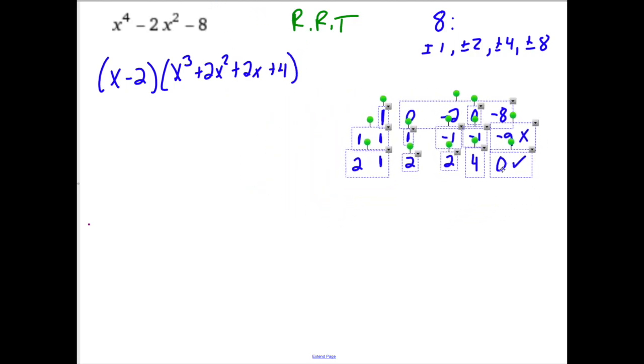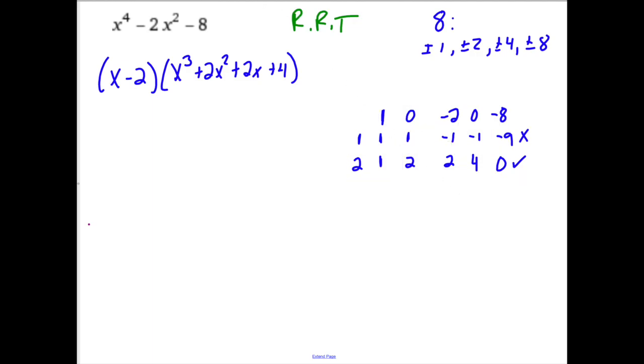Now I repeat the rational root theorem again. So now I look at factors of 4. So 4, that's plus or minus 1, plus or minus 2, and plus or minus 4. So I rewrite. I've got my 1, my 2, my 2, my 4. And I'm probably not going to do 2. Let's try negative 2. So I bring down my 1. I get 1. 1 times negative 2 is negative 2, plus 2 is 0. Negative 2 times 0 is 0, plus 2 is 2. Negative 2 times 2 is negative 4, plus 4 is 0.